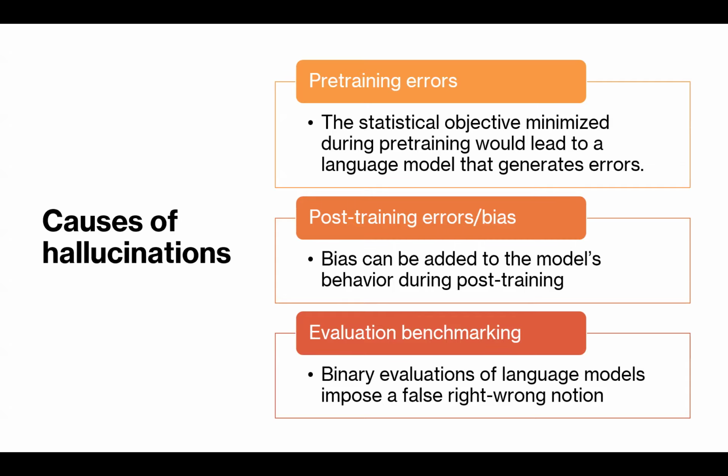And third is the evaluation benchmarking. The problem which we have seen is that most of the evaluation benchmarks for the language model, or any task which we achieve using an LLM or any kind of language model, are binary in nature and they impose a false right-wrong notion, where one output or one type of output is right and anything other than that is wrong. So it's like a very black and white situation, which is not optimal for text generation or any kind of social task which we require an LLM to perform.